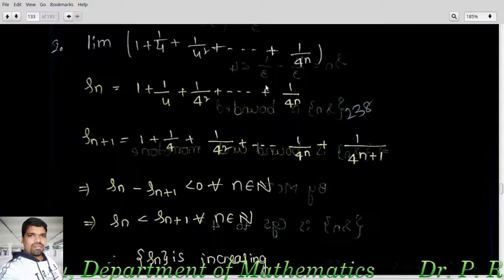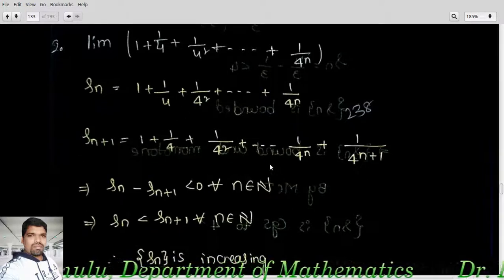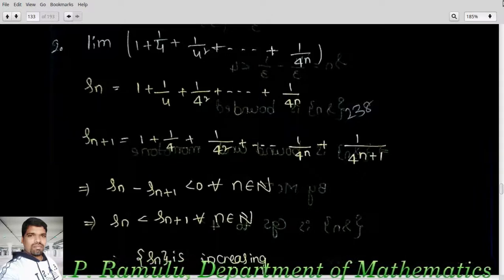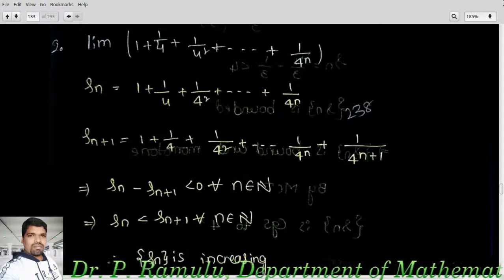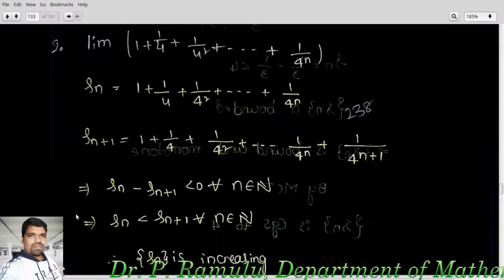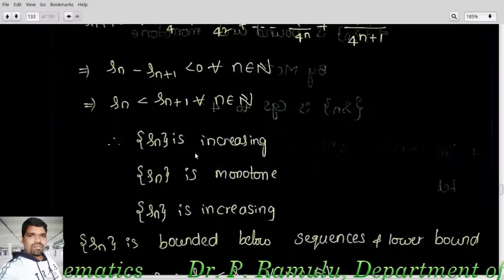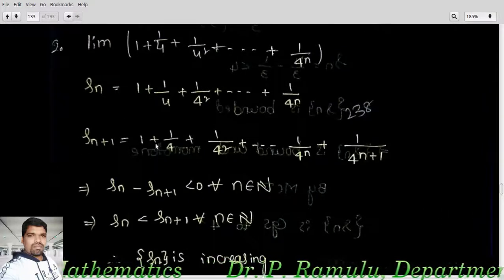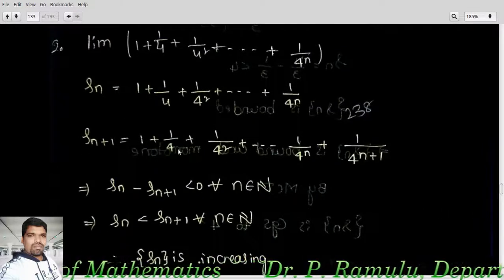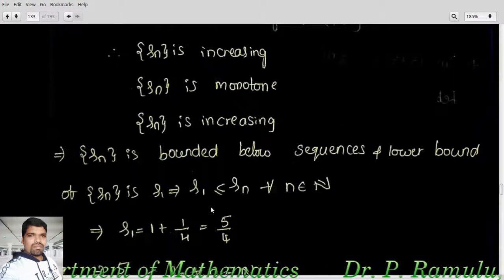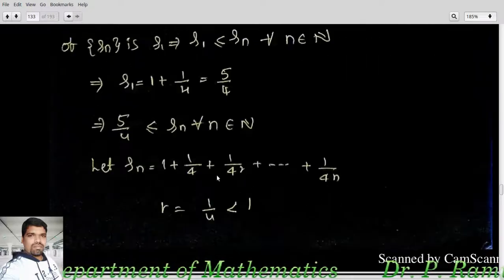Simply this is increasing. And the lower bound of Sn, you know that the lower bound of Sn is S1, and S1 is equal to 5 by 4. Why? Because S1 equals 1 plus 1 by 4, since the sequence is increasing, therefore it is 5 by 4. 5 by 4 is the lower bound of the sequence.